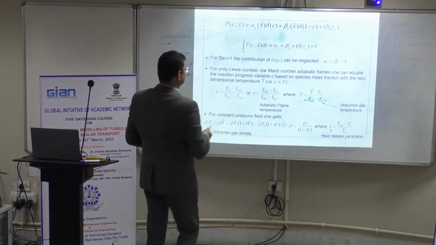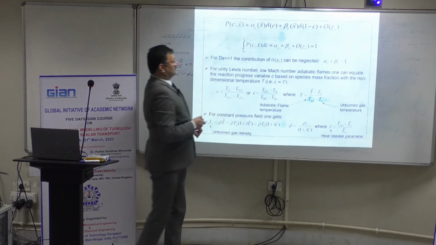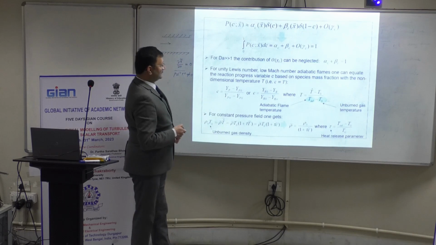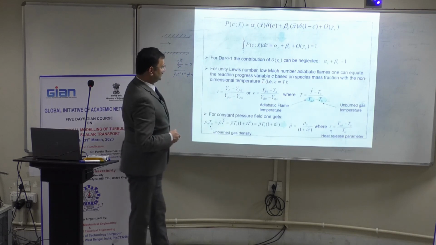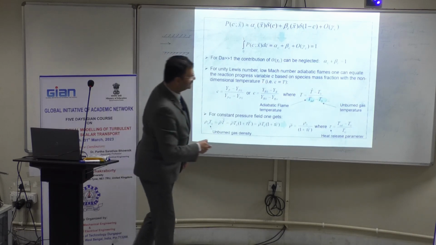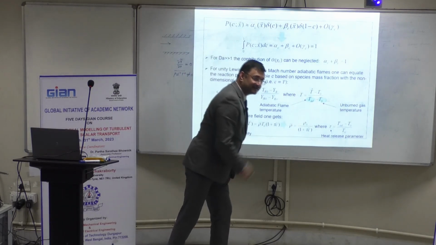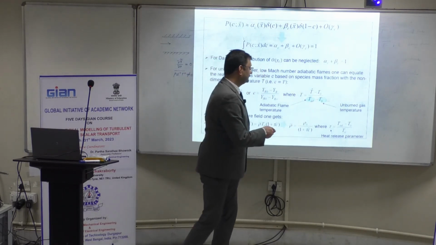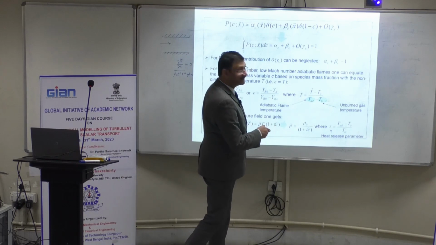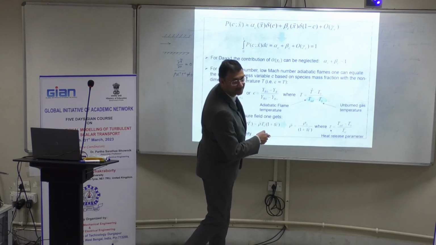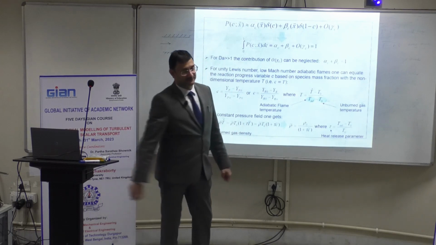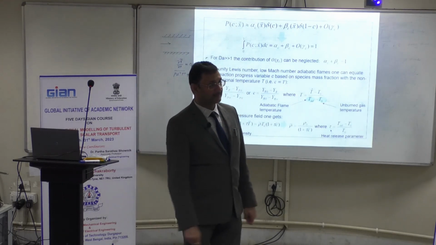Under that circumstance, this reaction progress value becomes the same as the non-dimensional temperature. So a non-dimensional temperature is defined like this. T0 is the unburned gas temperature, T ad is the adiabatic flame temperature, T is the instantaneous dimensional temperature, and T tilde is the non-dimensional temperature. Clear?